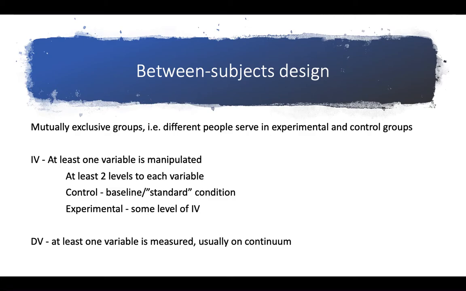Next, you have to have an independent variable with at least 2 levels. 2 levels simply means that the IV is expressed 2 ways. So the first way being we don't manipulate the independent variable in the control group, which gives us a baseline or a standard. And the second level of the IV would be the manipulated independent variable level given to the experimental group. Finally, a between subjects design must have at least one dependent variable, one variable that is measured. And typically this is using continuous data, so it's on a continuum.